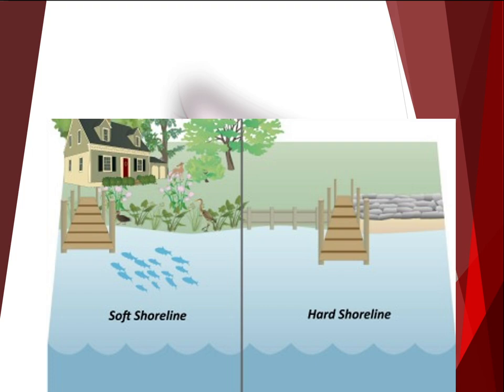Soft stabilization involves adding plants and other organic substances to an eroded shoreline. These soft materials can trap sediments while preserving the natural features of the shoreline. They also can create new habitats for organisms, thereby contributing to the ecosystem's biodiversity. Unfortunately, soft stabilization may not always be a practical solution, especially in environments with high energy waves.